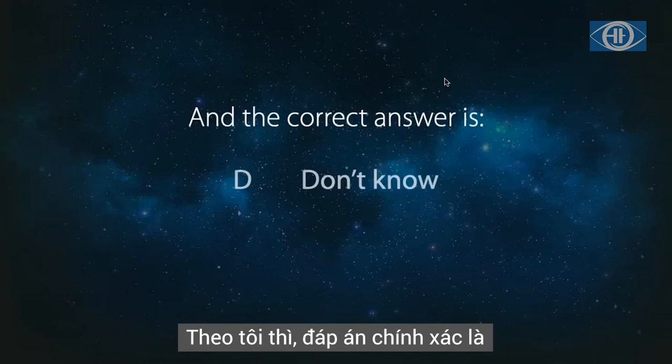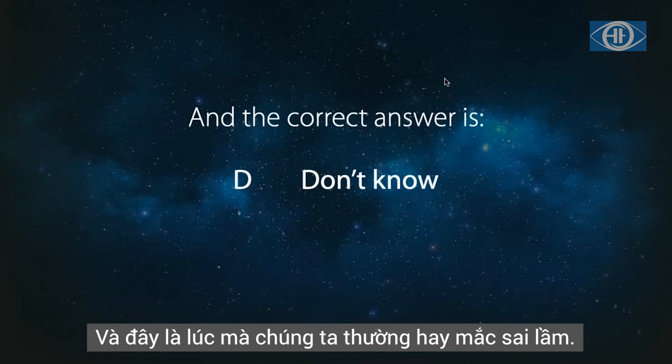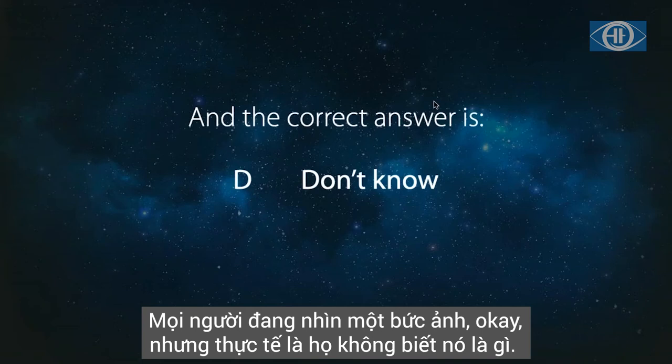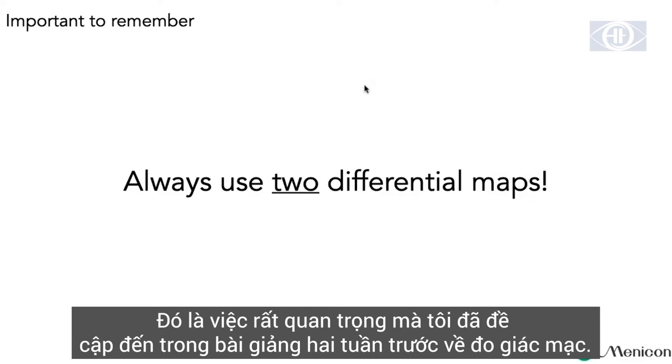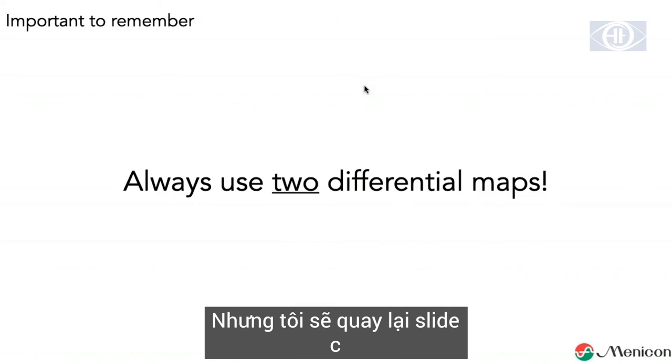And this is where a lot of mistakes are made. People already see one image and say, okay, well, this is what it is. But in fact, you don't know. And the reason is you always have to use two differential maps. And that's very important. I referred to that already 2 weeks ago during the webinar about corneal topography. But let me get the slides back to explain a bit.